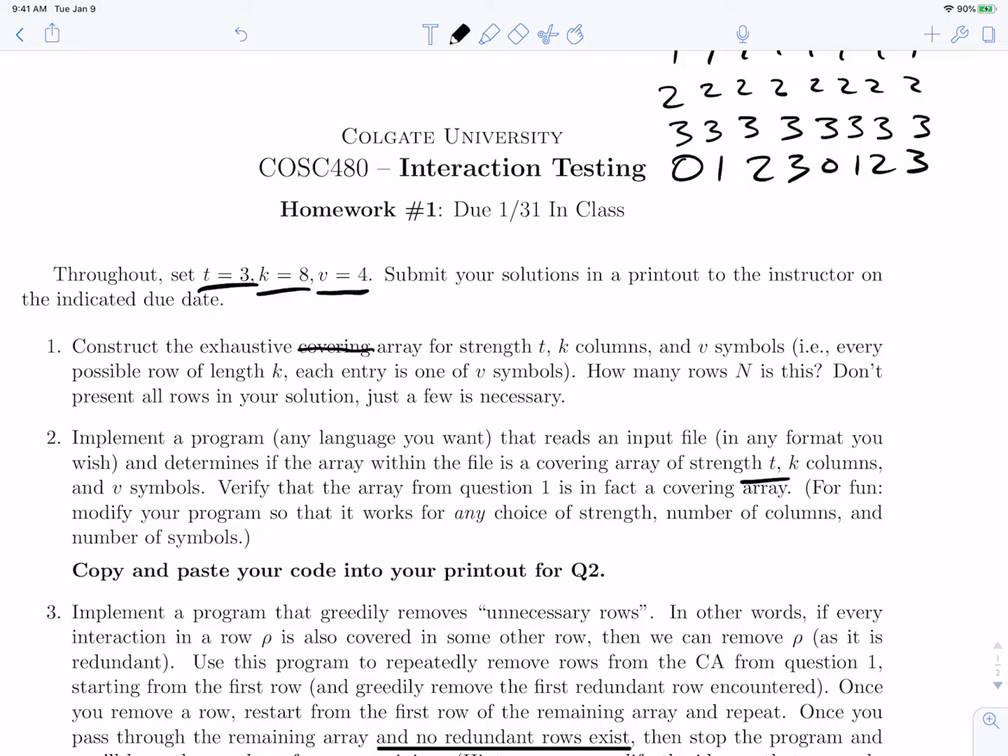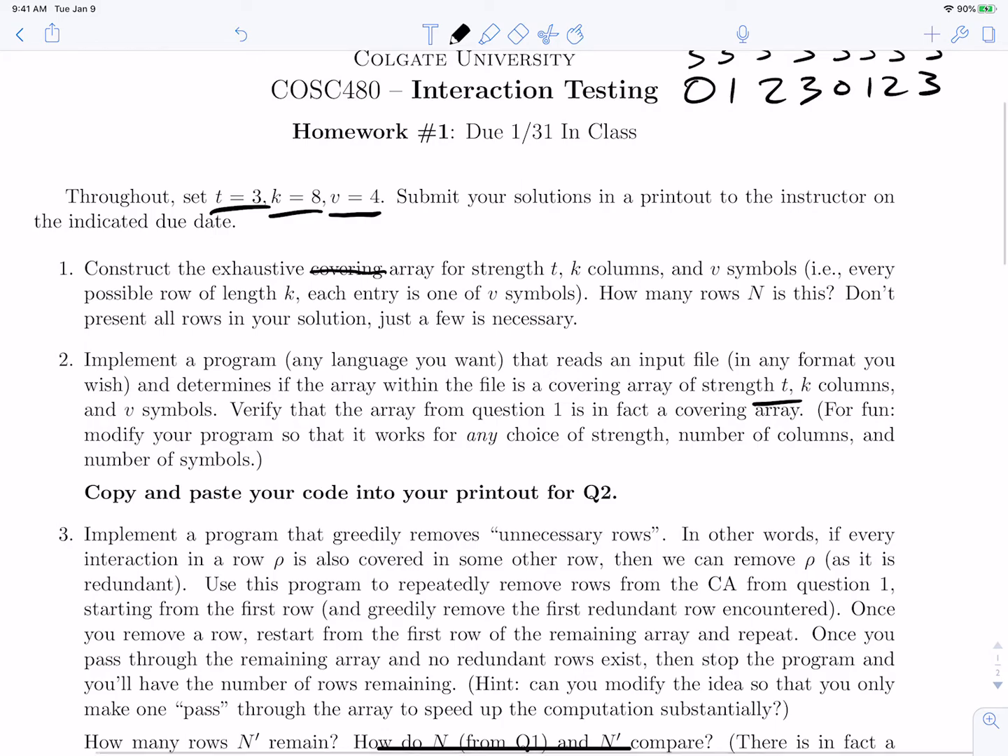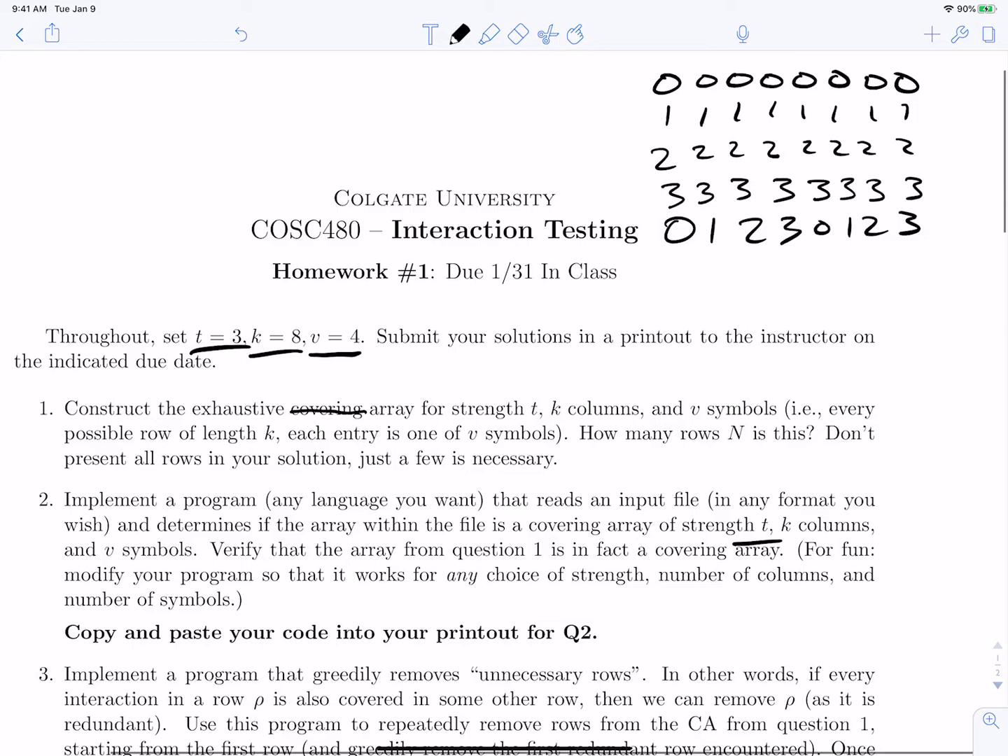So let's actually just go through what a covering array is. It says that every interaction appears at least once. That's what the definition says to do. So what do you do here? Well, we have to look at every interaction. What does an interaction involve if T is 3? It involves 3 columns and 3 values attached to them. So how many choices of 3 different columns are there here if there are 8 columns in total?